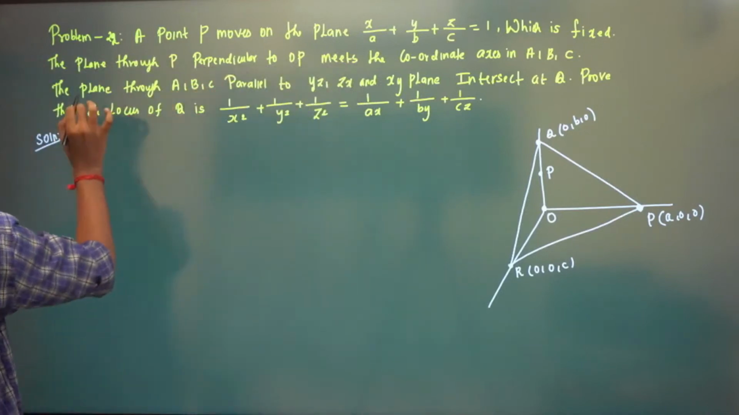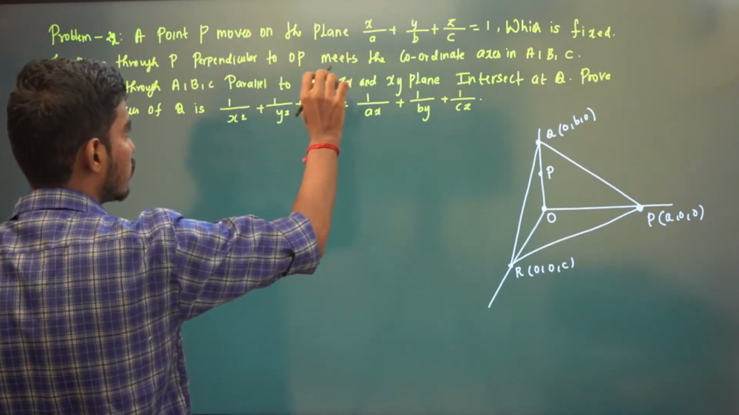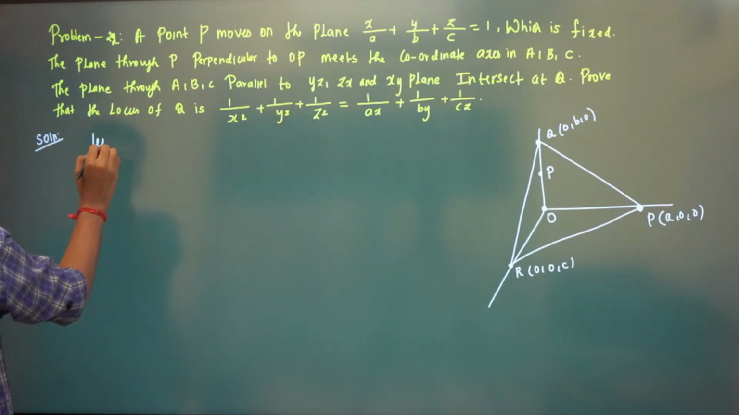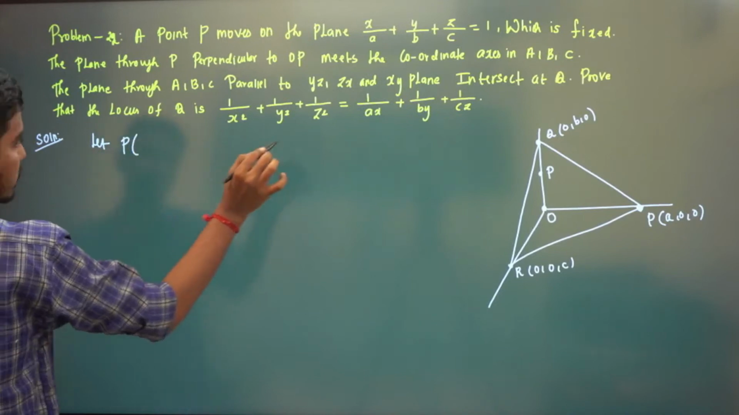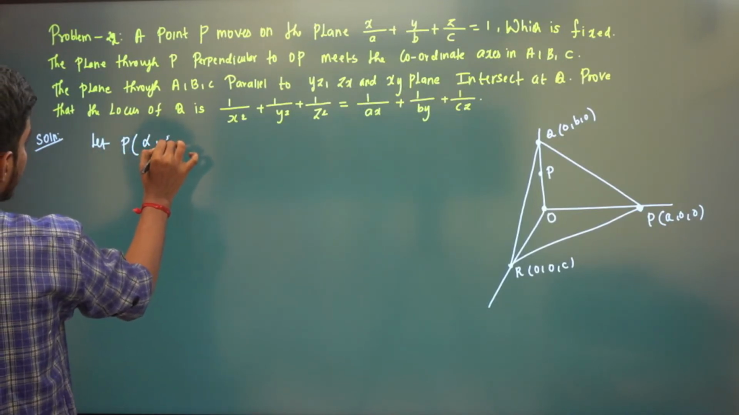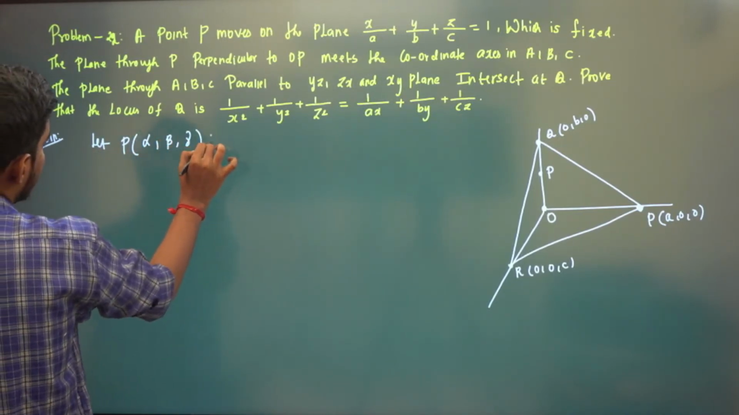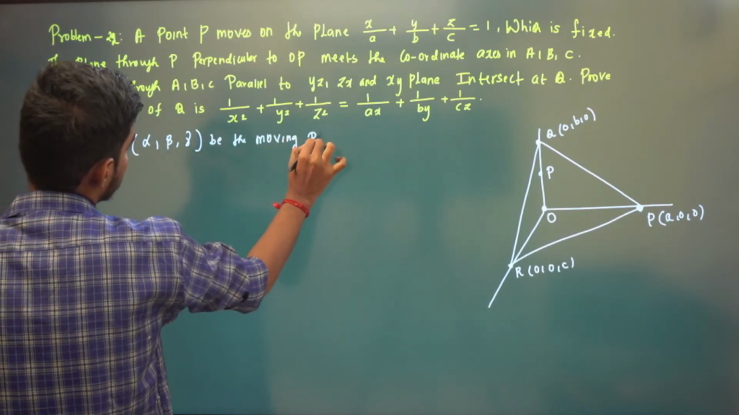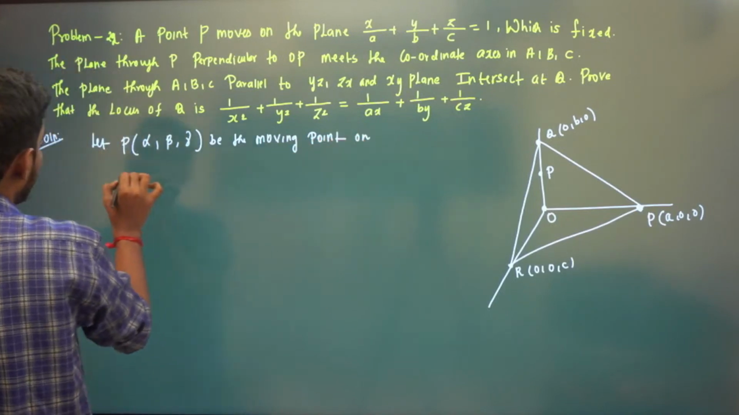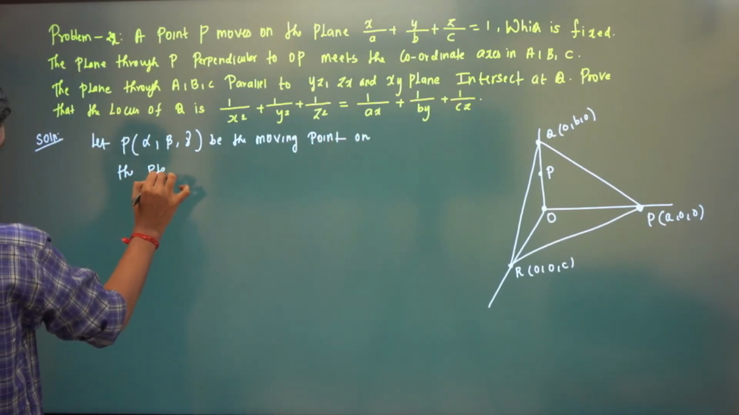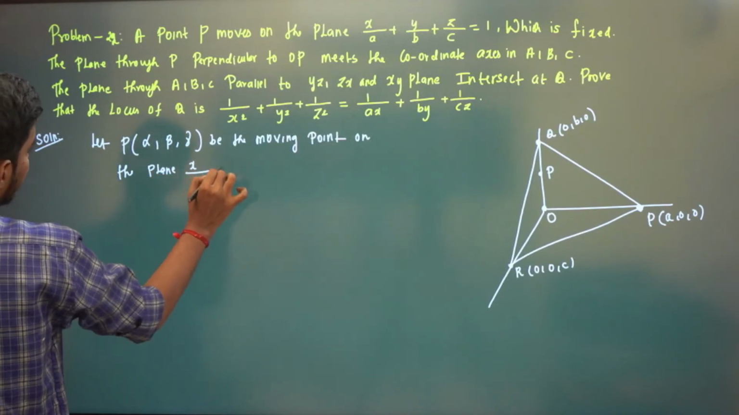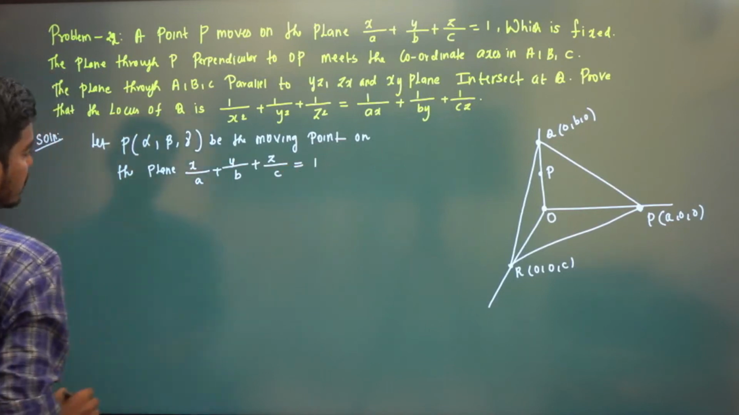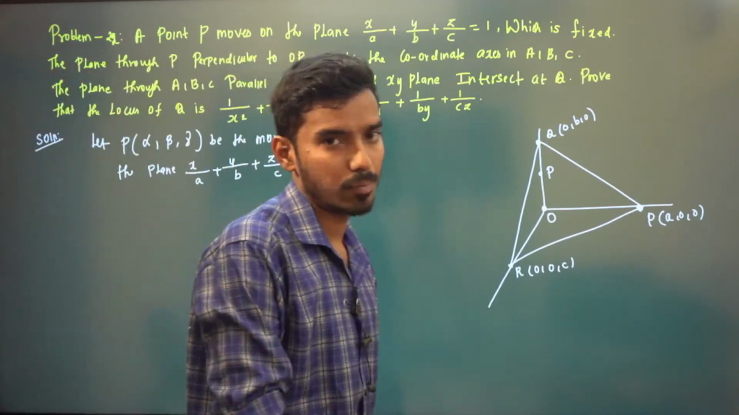First we will write this first line in terms of equations. Let P be alpha, beta, gamma, the moving point on the plane x by a plus y by b plus z by c is equal to 1. So we have a point that is moving in the plane.